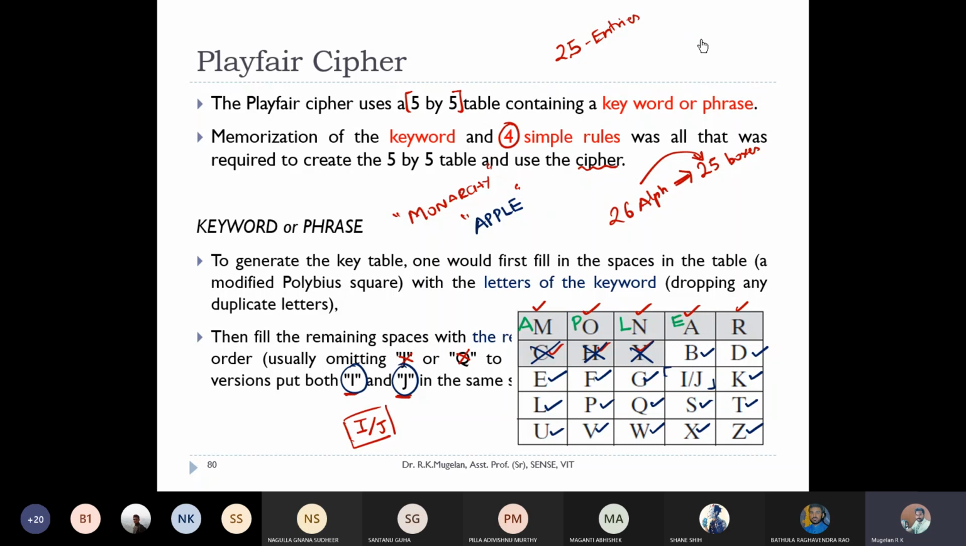So with this, we'll wrap up today's session. In the next class, we will discuss how we can perform Playfair encryption using this keyword. There are only four simple rules we will discuss in the next class.